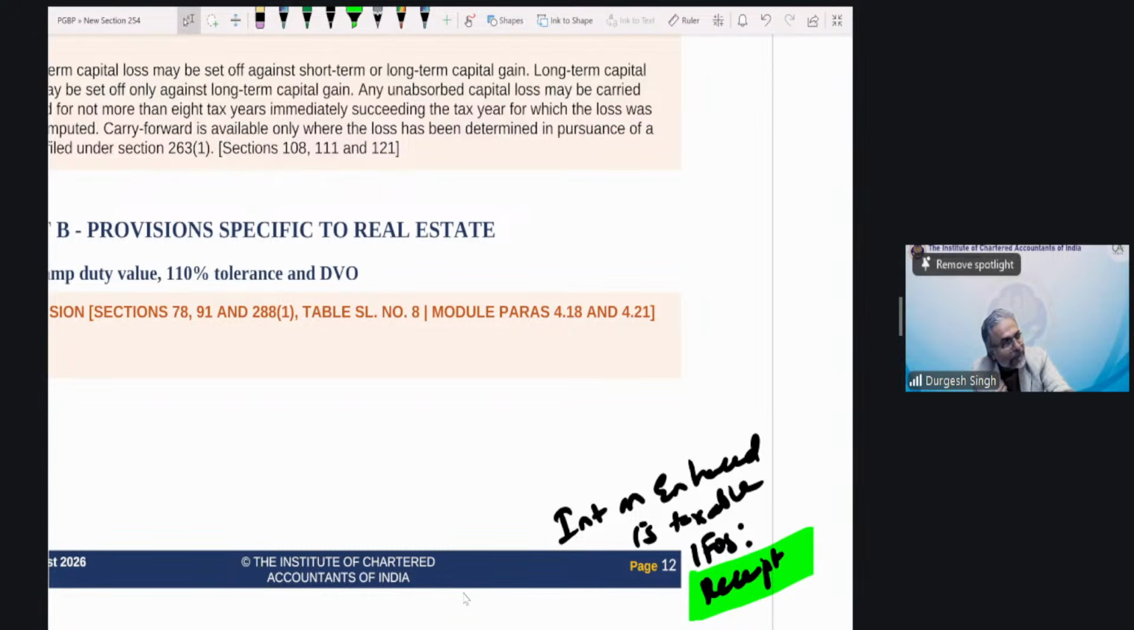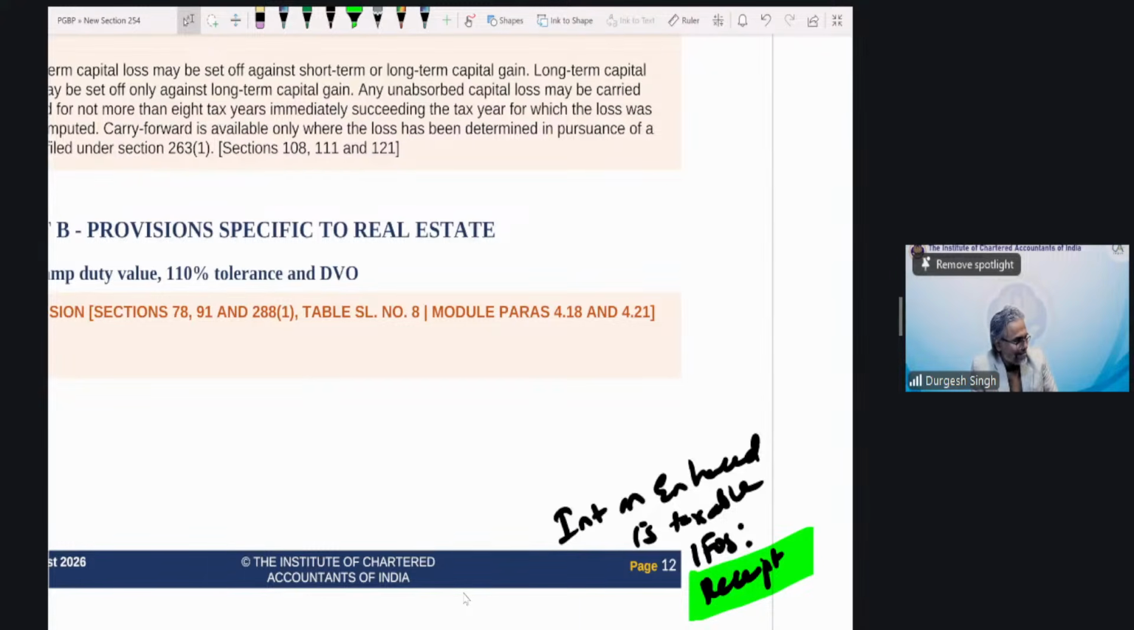And the period of holding would be from which date to which date? From the date of actual conversion, sir. Because from the earlier date, it was not a capital asset. It was only agricultural land. Yes. What about you, Radha?